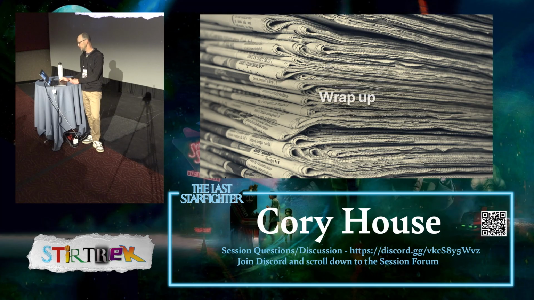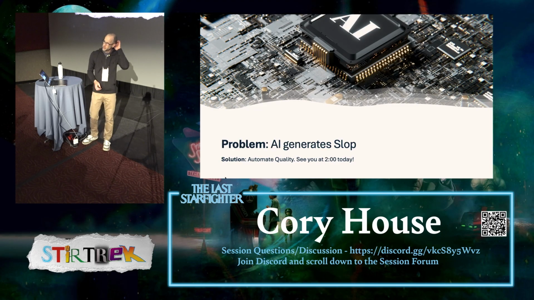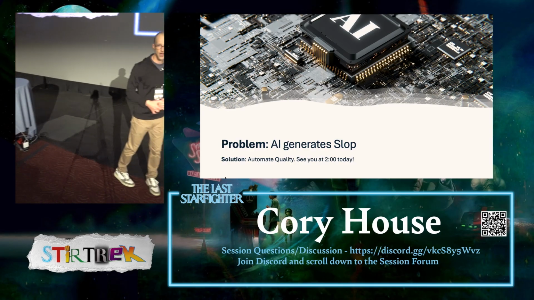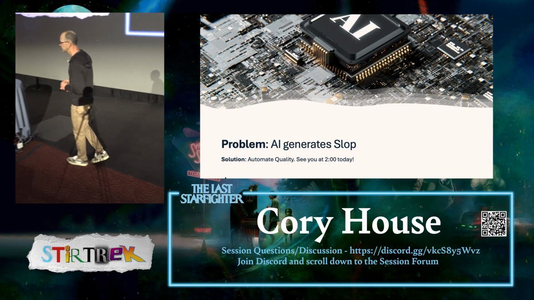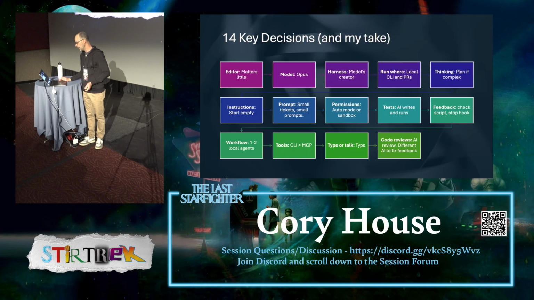Okay, we timed this perfectly. Time for a wrap up. First, I've already alluded to it. The big problem is that AI generates slop. Lots of people feel this way. I want to talk about the solution today at 2, so we'll be talking about automating quality with AI at 2. If you want a summary of everything that I talked about, let me breeze through this.